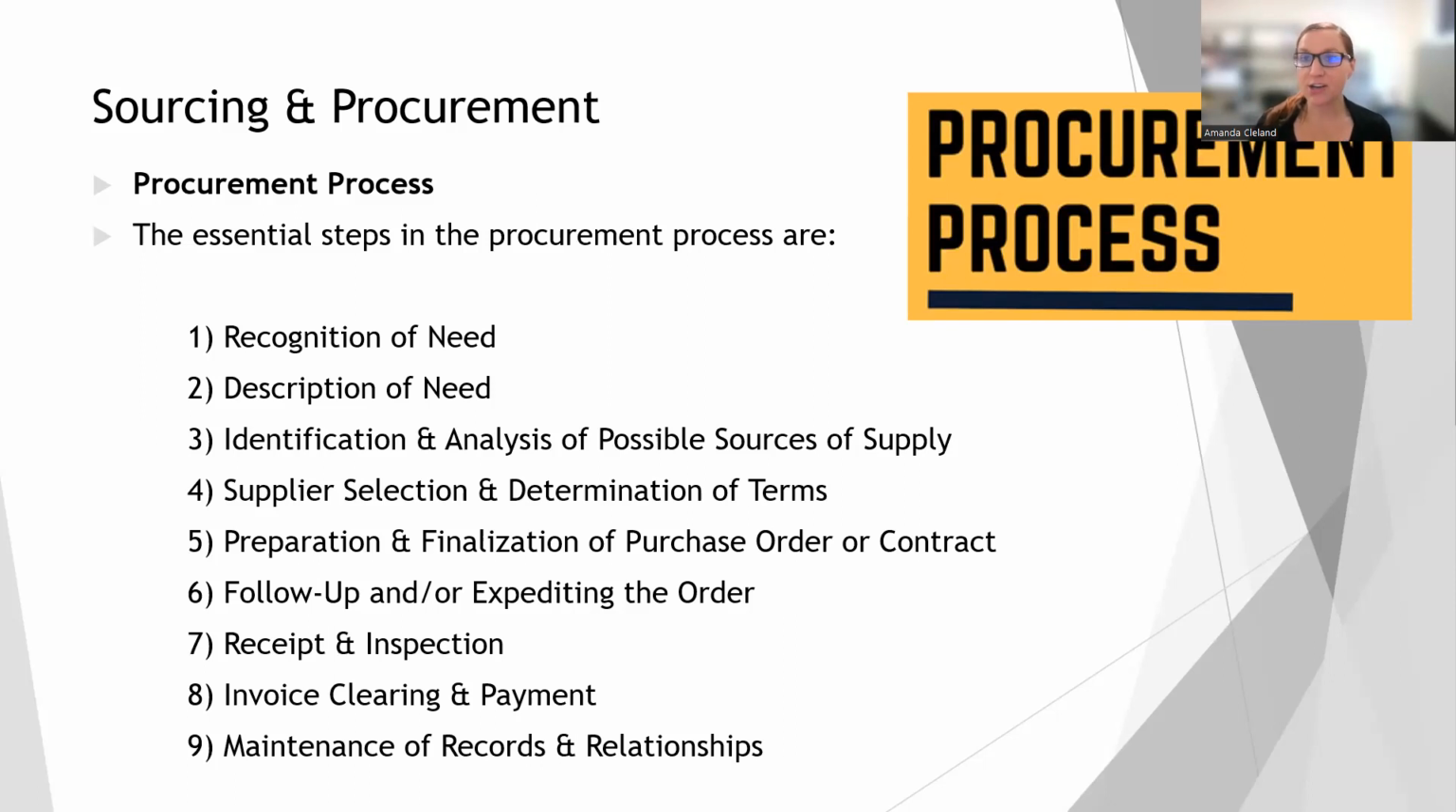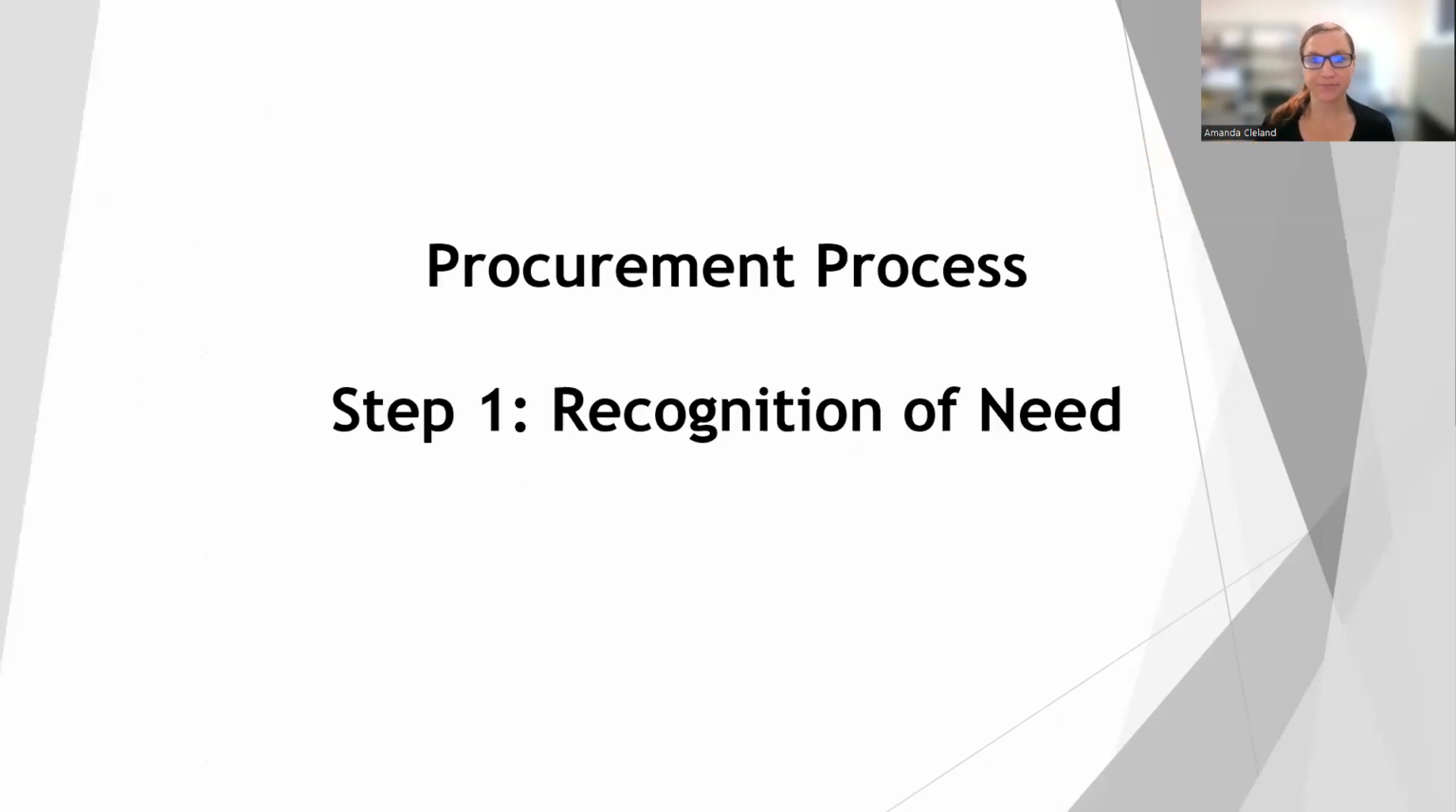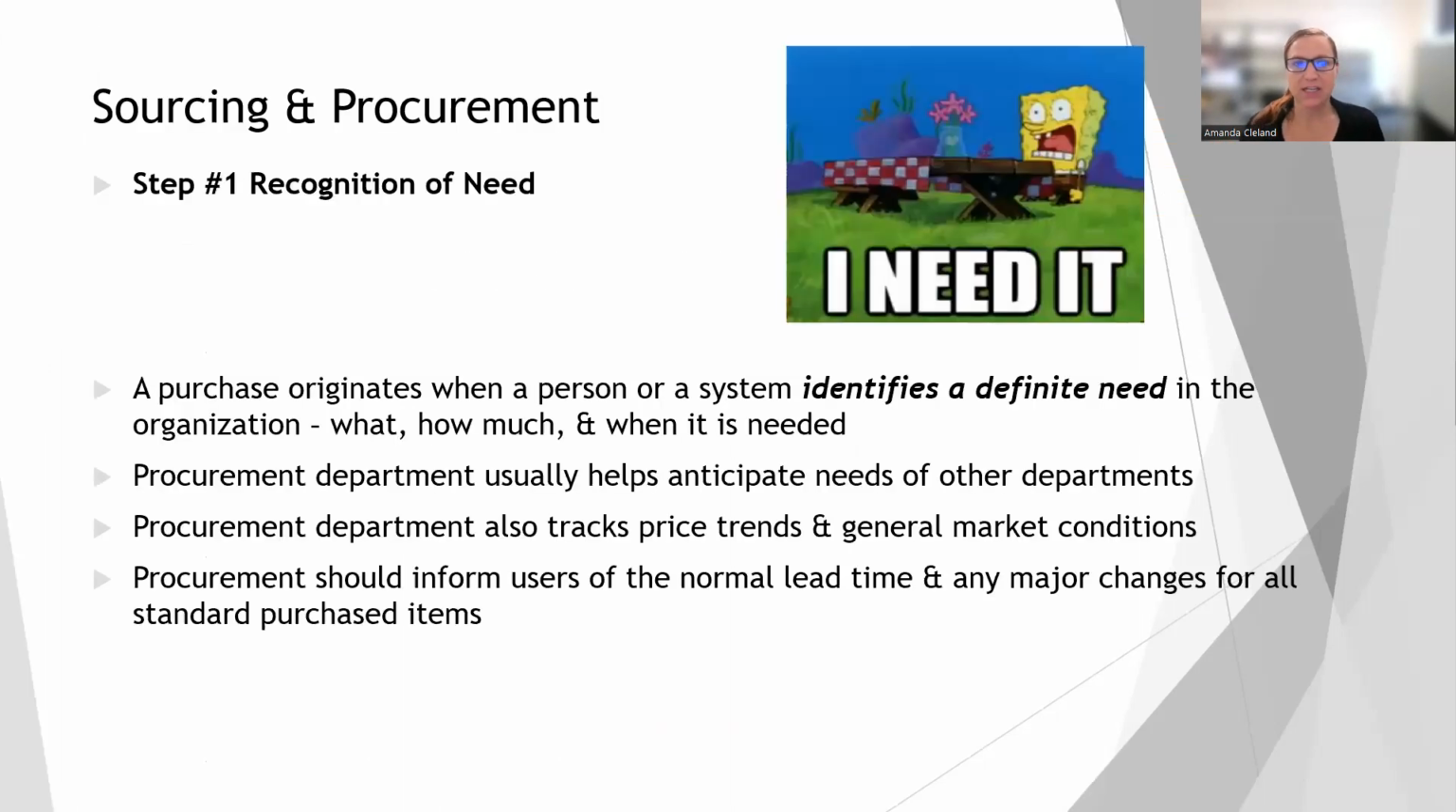So let's get started and go through the procurement process. So step 1, a recognition of need. So the purchase is going to originate when a person or a system somewhere in the business identifies a definite need in the organization. We need something that we don't have, and we've got to figure out what that is, how much of it, and when is it needed.